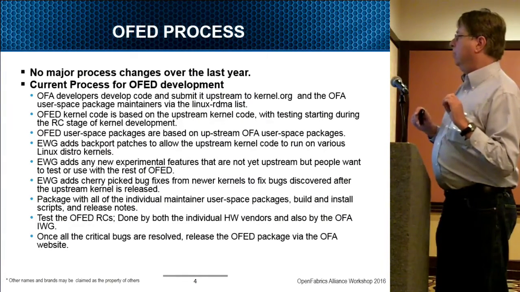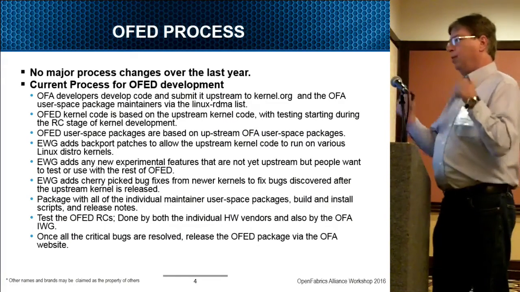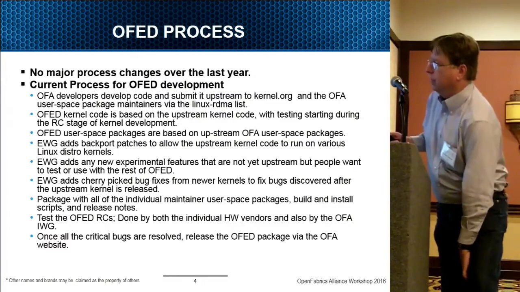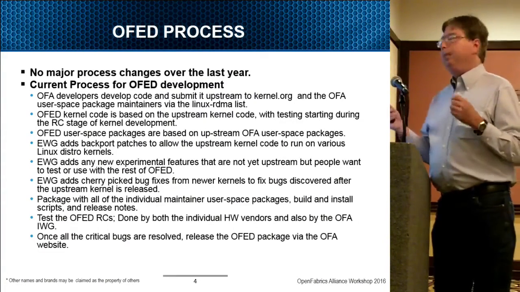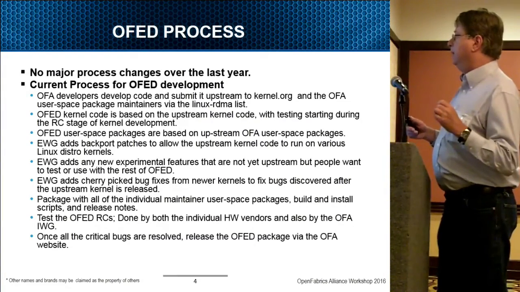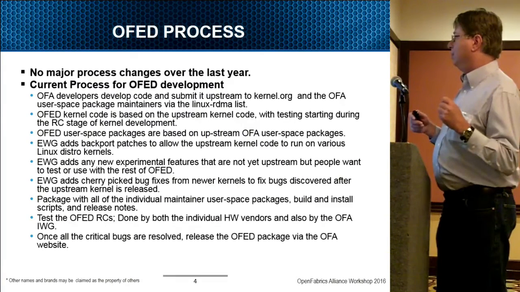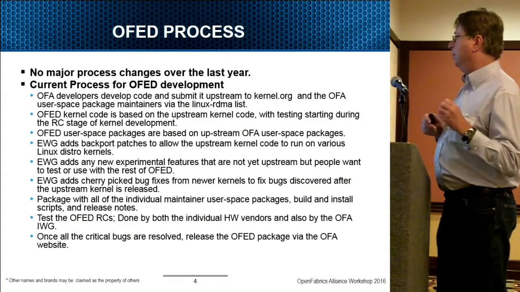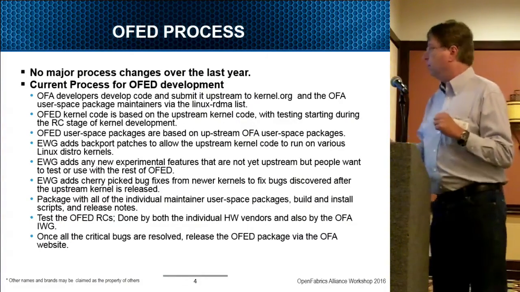And then we do sometimes cherry pick bug fixes from newer upstream kernels. So if we're based on, like, a 3.18 kernel, which is where we are now, and there have been some bug fixes upstream, we have the ability to cherry pick those back. And then we package it all together with install scripts, release notes, etc., and release the tarballs in RC form. And then once all of the bugs have been resolved, we do a final release. That's the process.